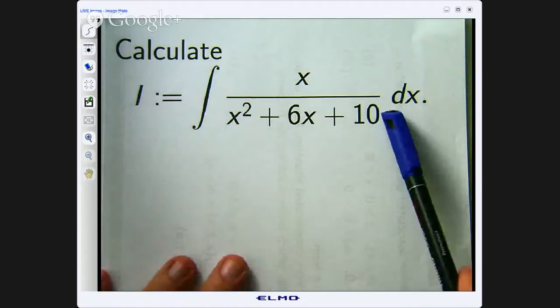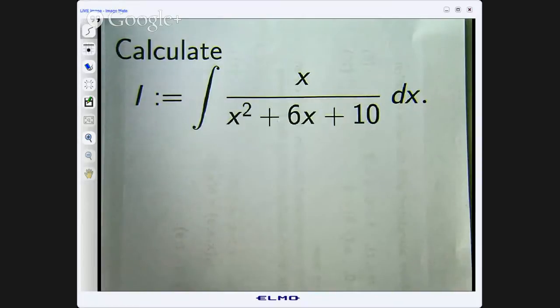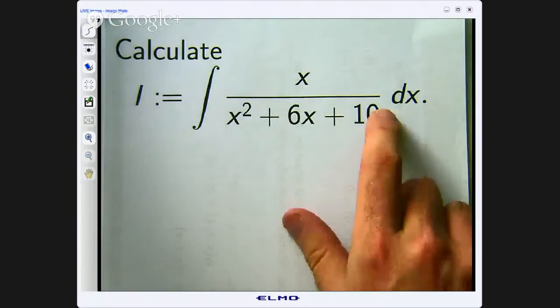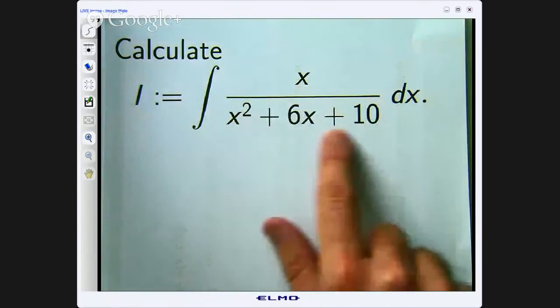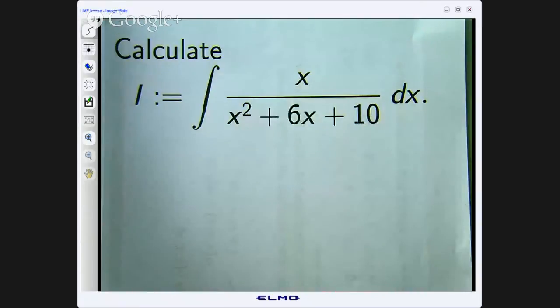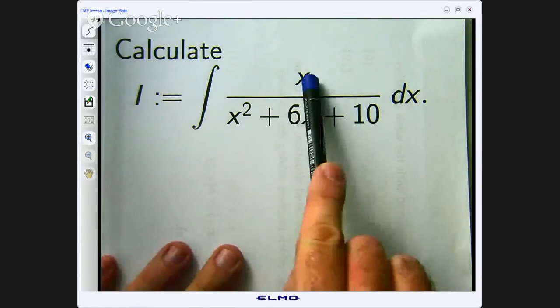Well, you'll notice that x squared plus 6x plus 10 doesn't factor over the real numbers. So you know, if you wanted to do the method of partial fractions, you would try to factorize this denominator into linear parts and then use the method of partial fractions. It's not available here. Okay, so what do we do? What do we do? Okay, well, here's the idea.